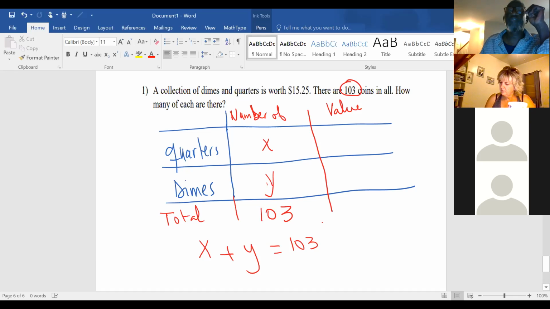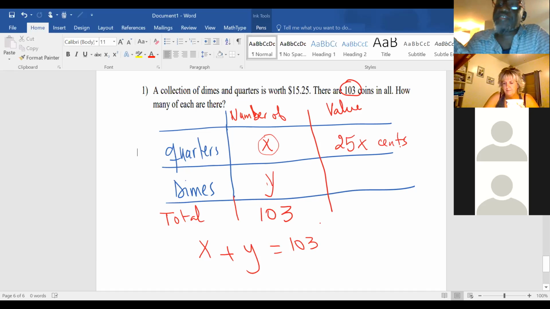So each quarter is 25 cents, but how many quarters do we have? We have X quarters, right? If each quarter is 25 cents, then what is the value of X quarters? We have X quarters that we don't know, but each one of them is 25 cents. So what is the value of X quarters? You multiply 25 by X, 25X cents, right?